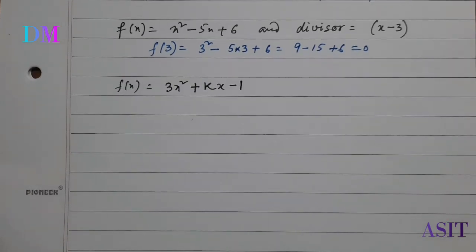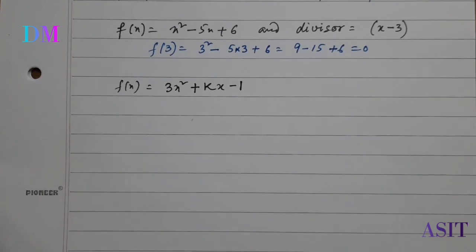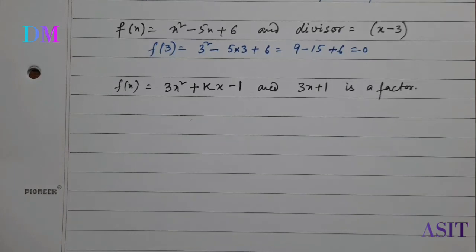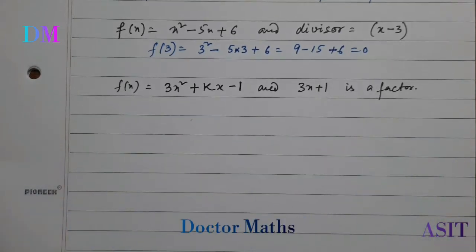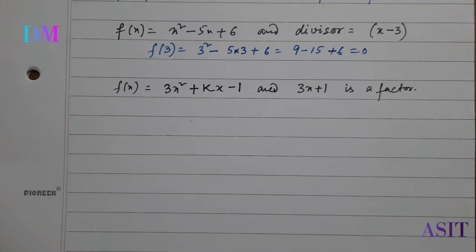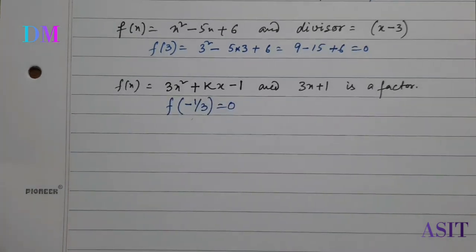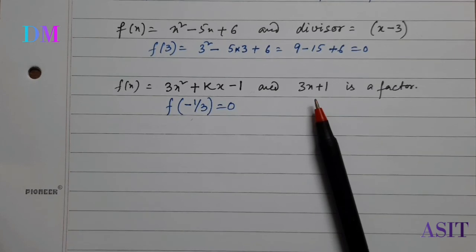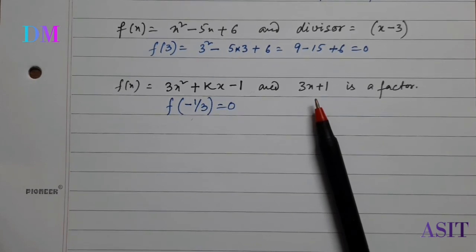Now suppose it is given that fx equals to 3x square plus kx minus 1, and it is given that 3x plus 1 is a factor of fx, then we need to find out the value of k. So immediately after that, what we can write? We can write f of minus 1 by 3 equals to 0. Why? Put 3x plus 1 equals to 0. Now try to find out the value of x. The value of x will become minus 1 by 3.